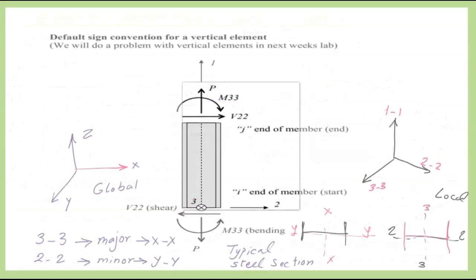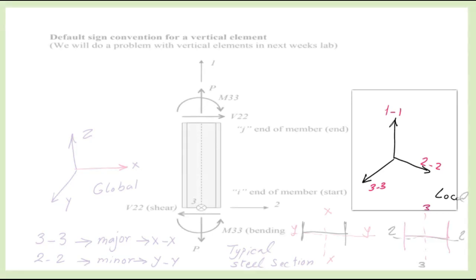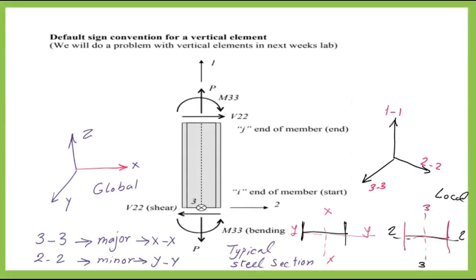In the last slide, if we enlarge the vertical element of the frame, we'll find that local axis 1-1 is going upward in the direction of the global Z. The second local axis 2-2 is to the right. It is the same as the minor axis YY for a steel section and is parallel to the global X. The last local axis 3-3 is pointing to the reader, the same as axis XX for a steel section, and is parallel to the global Y.